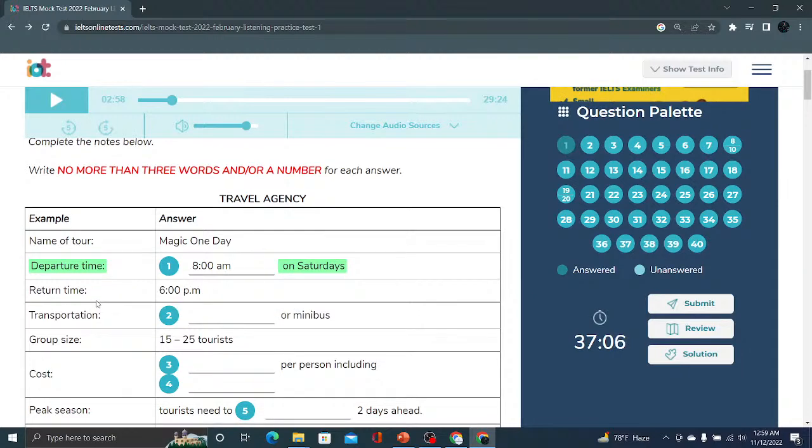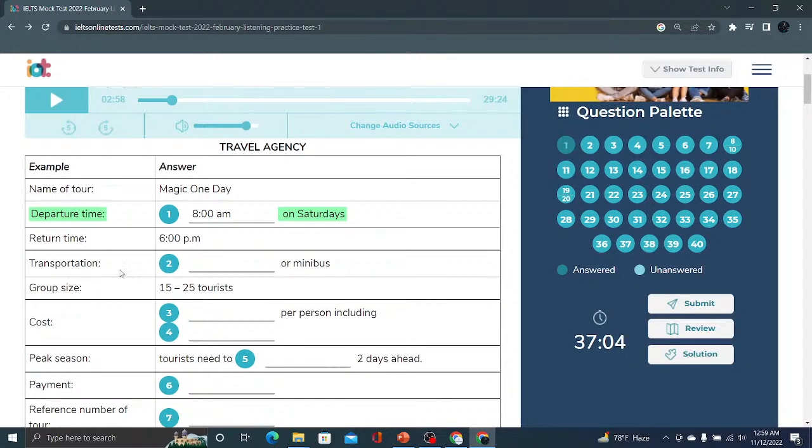Okay, next we have question number 2, transportation. Let's highlight it. Transportation, or minibus. Okay, let's listen to it.